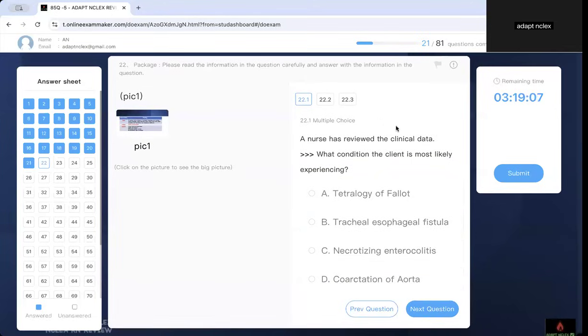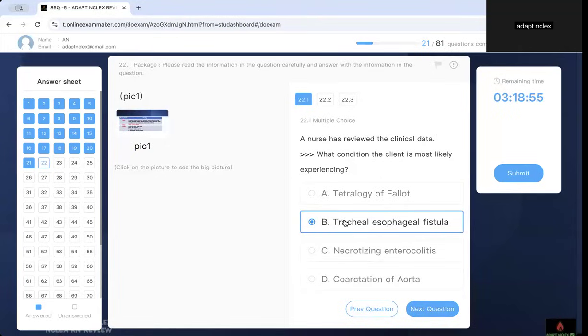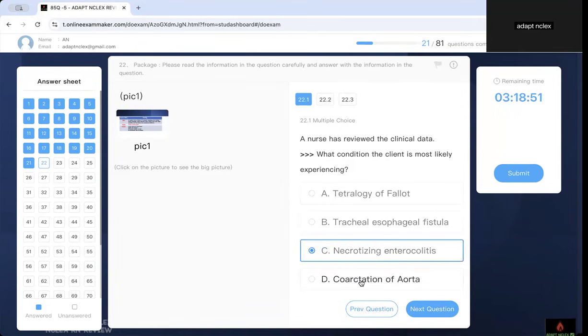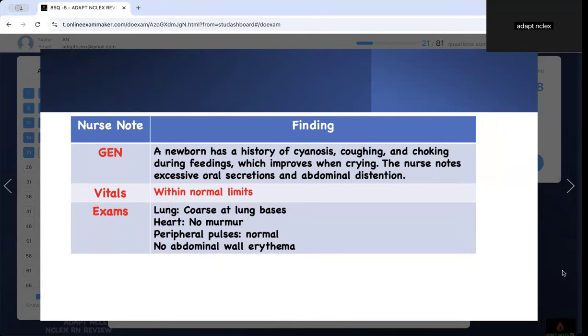The nurse has reviewed the clinical data. Which condition should the nurse suspect? Is this tetralogy of Fallot? Are you going to pick it? Look at this. Is this tracheoesophageal fistula? Is this necrotizing enterocolitis? Is this coarctation of the aorta? I would like to know, question 22, what was your initial diagnosis when I read the case? What came to your mind?